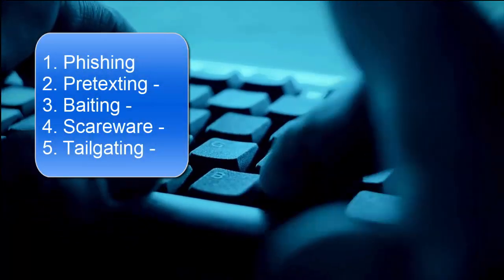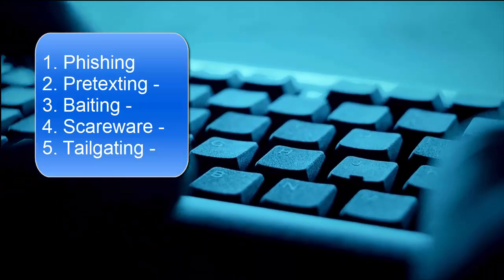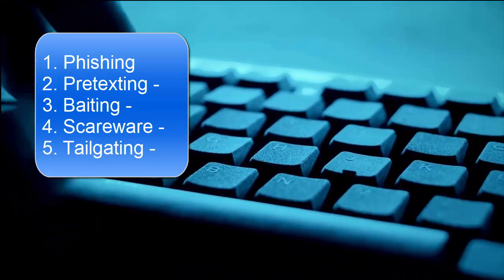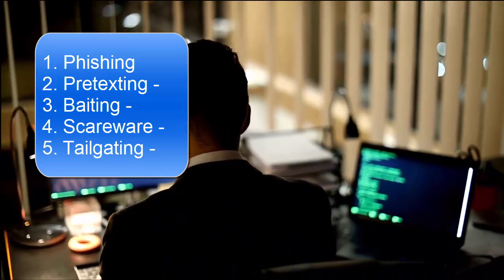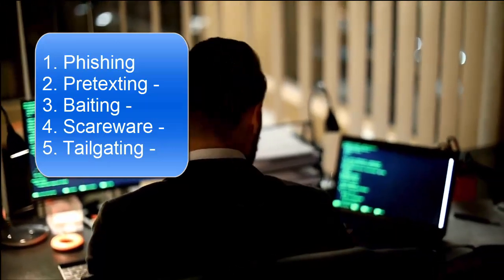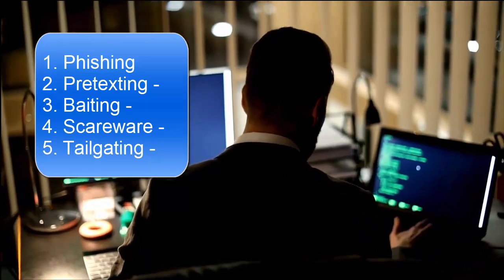5 common types of social engineering. 1. Phishing. Fake emails that look real. They might say your account has been compromised. Click here to reset your password. 2. Pretexting. An attacker pretends to be someone important, like an IT technician, to gain your trust.